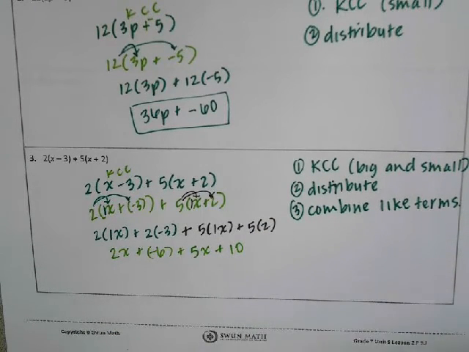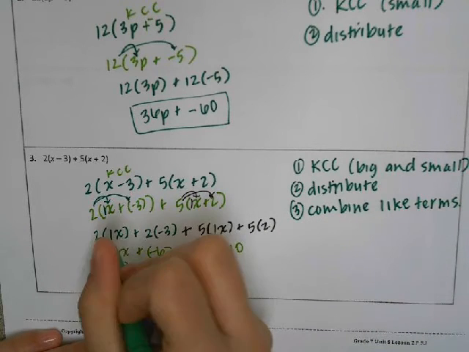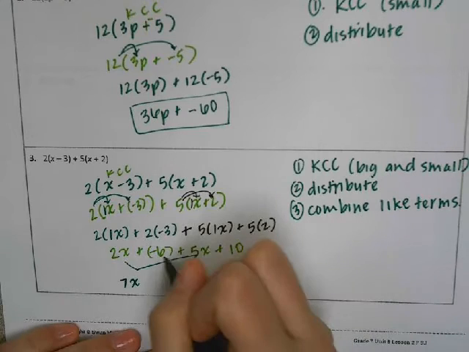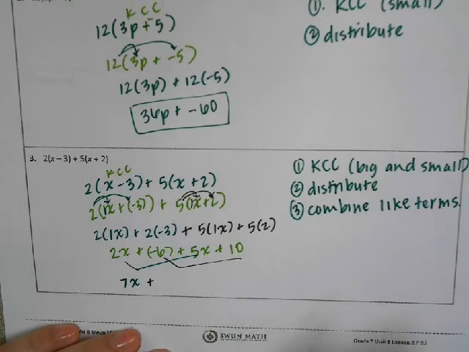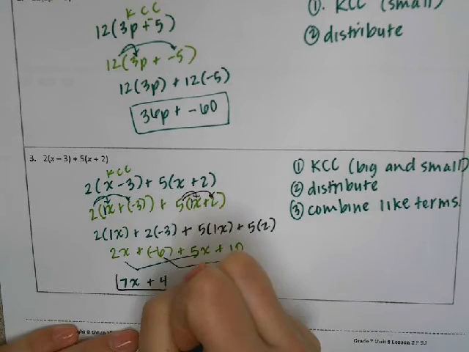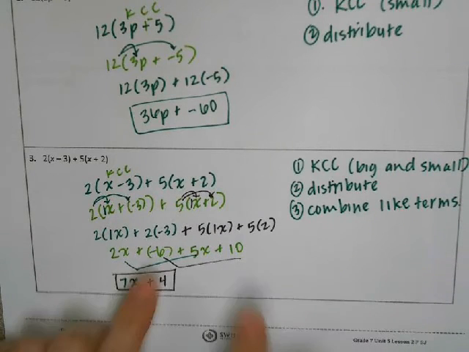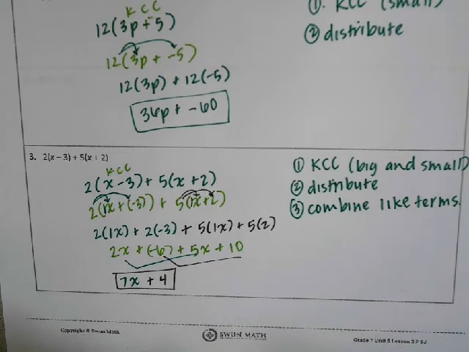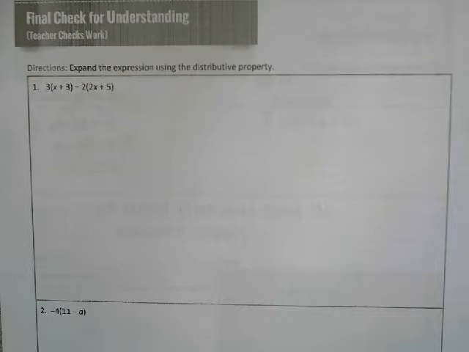So I'm going to combine my x's together, 7x, and combine my constants together to get 4. 7x plus 4. Remember, you're just adding, so 10 plus a negative 6, 2 different signs, so subtract, and that's how I get a positive 4.